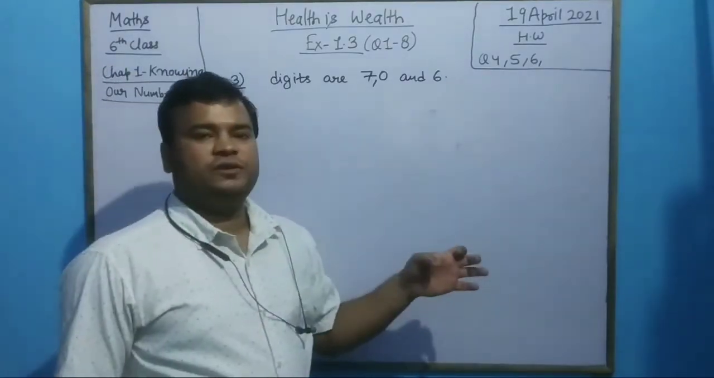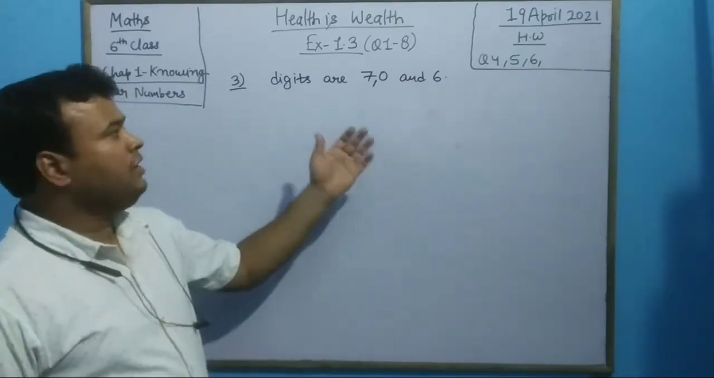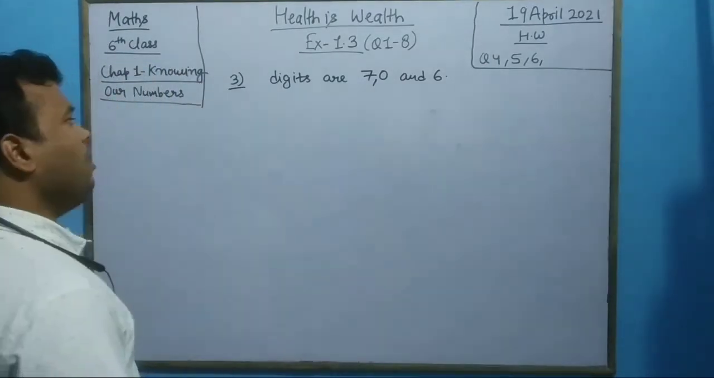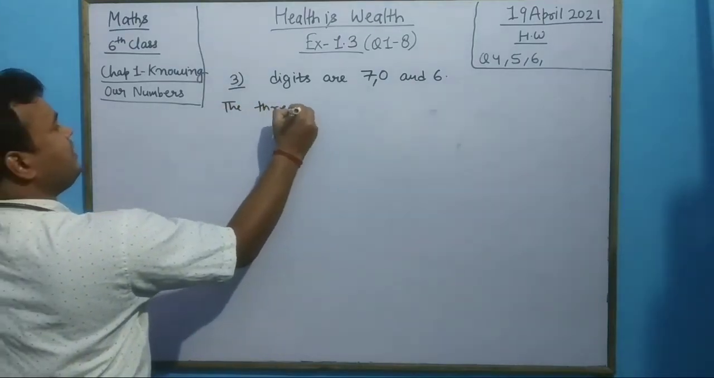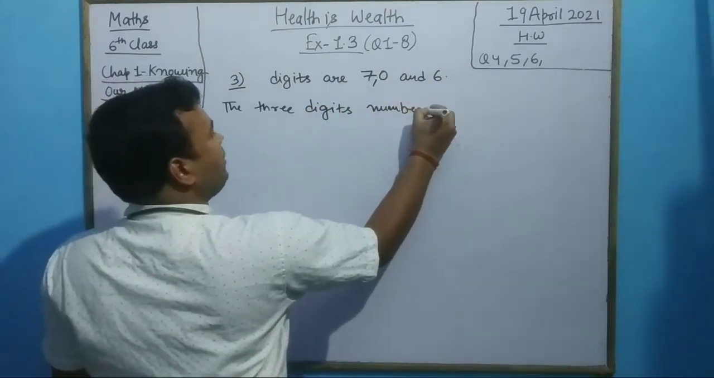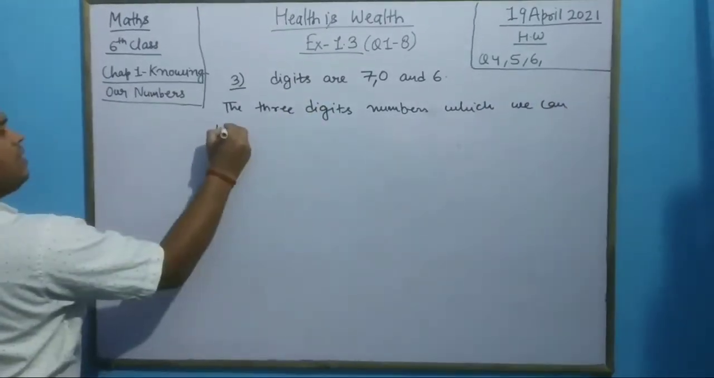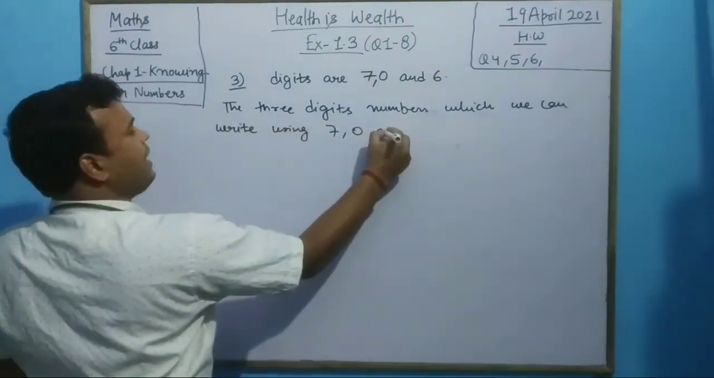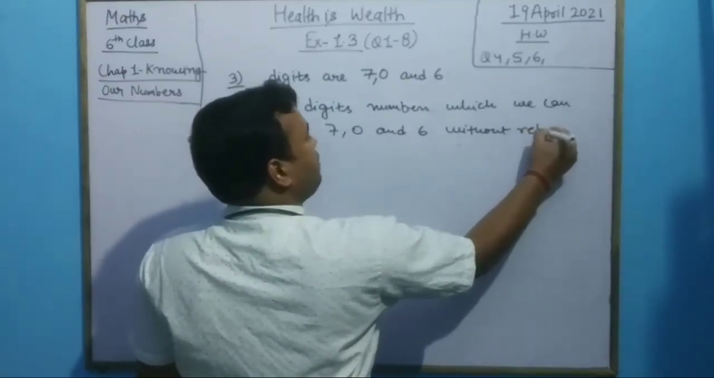This is the third question. What we need to do? There are digits that are 7, 0 and 6. We need to write all the 3-digit numbers that are possible, and the repetition is not allowed. Now let us see again. Let us write the 3-digit numbers which we can write using 7, 0 and 6 without repetition. Okay, so let us see.